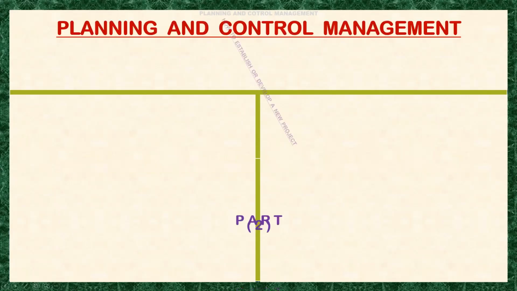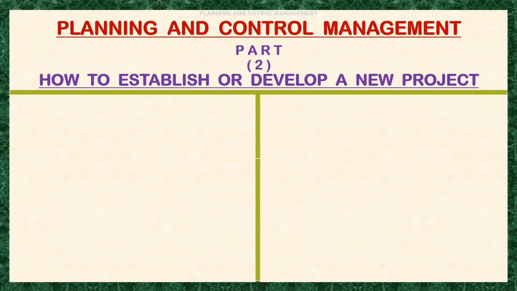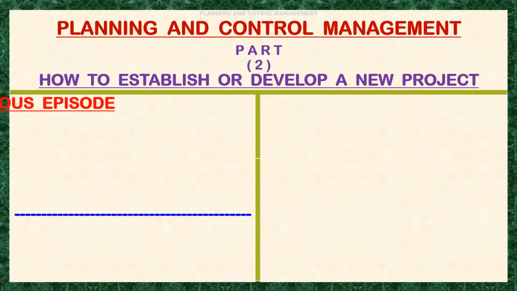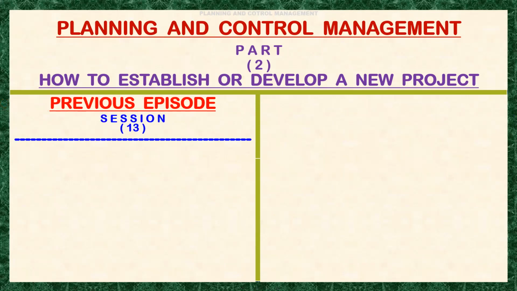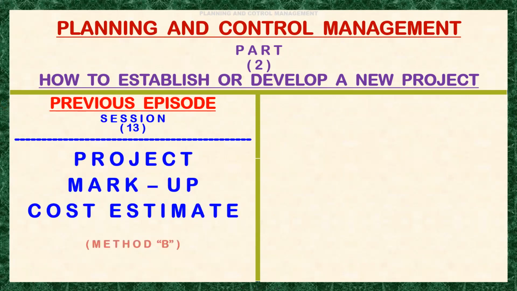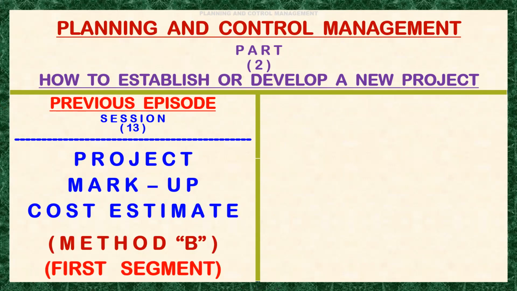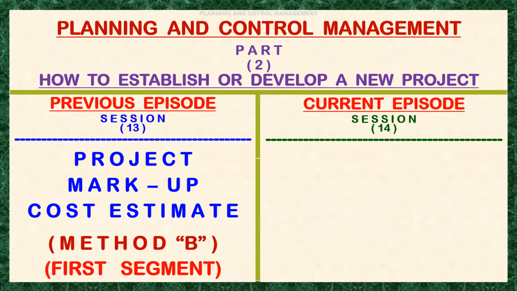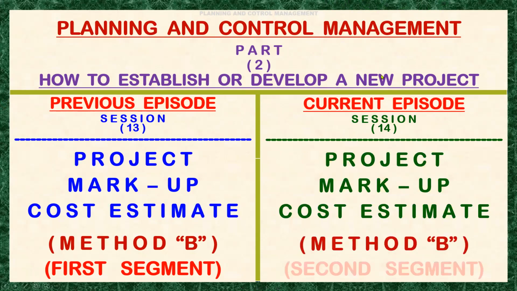Planning and control management, part 2 on how to establish or develop a new project. Our previous episode was session 13, which we discussed project markup cost estimate, method B, first segment. And our current episode is in session 14, which we will be discussing the same topic, project markup cost estimate, method B, but now it is in the second segment.